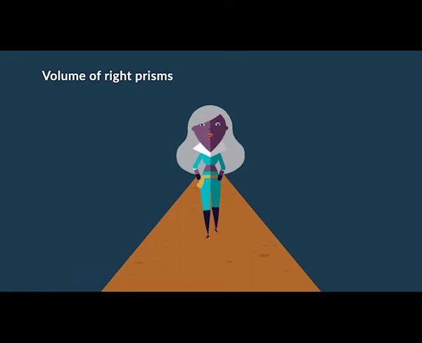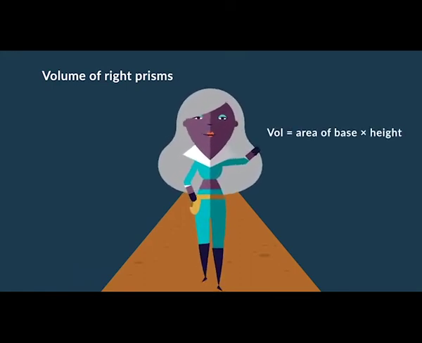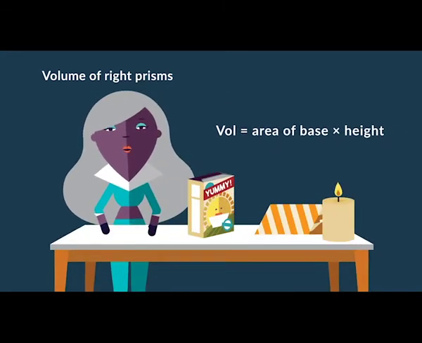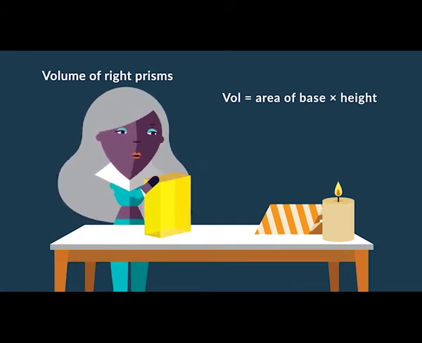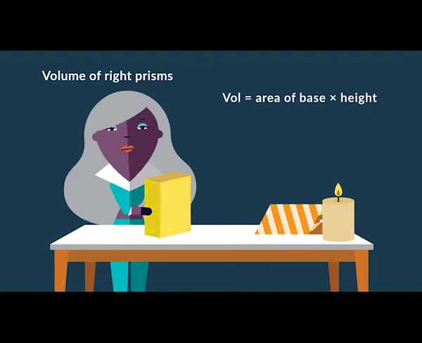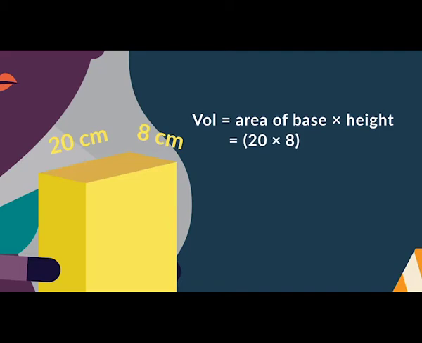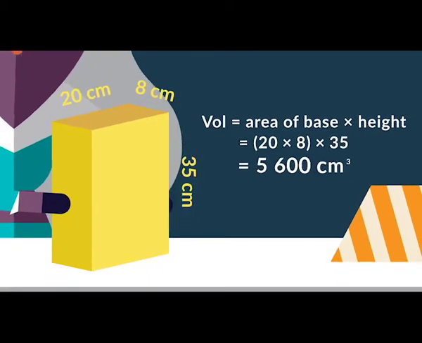The volume of any right prism can be found using the formula volume equals the area of the base multiplied by the height. You can find many examples of rectangular prisms in real life, like this cereal box, for example. The base of a rectangular prism is a rectangle. We can calculate the area of the base using length times breadth. Multiply this by the height to find the volume of the box.